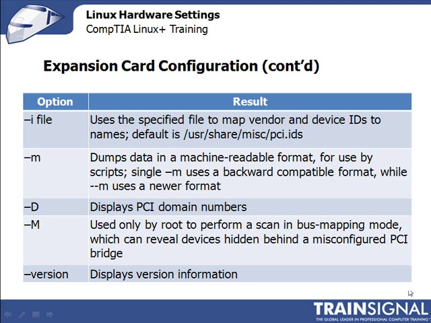Next, -m will display the data in machine-readable format. This is typically useful if you want to pass this data on to a script for further processing. Capital -D displays the PCI domain numbers. Capital -M is used by root to perform a scan in bus mapping mode. This can reveal devices hidden behind a misconfigured bridge, for example.